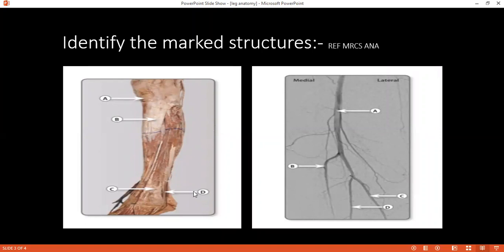Yes, lateral. Okay, D? D will be the peroneus longus, brevis. Okay, if we can come back here to the right hand side, what are you looking at? What kind of imaging is this? It's a CT angiogram of the lower limb. Yes, can you identify labeled A to D?